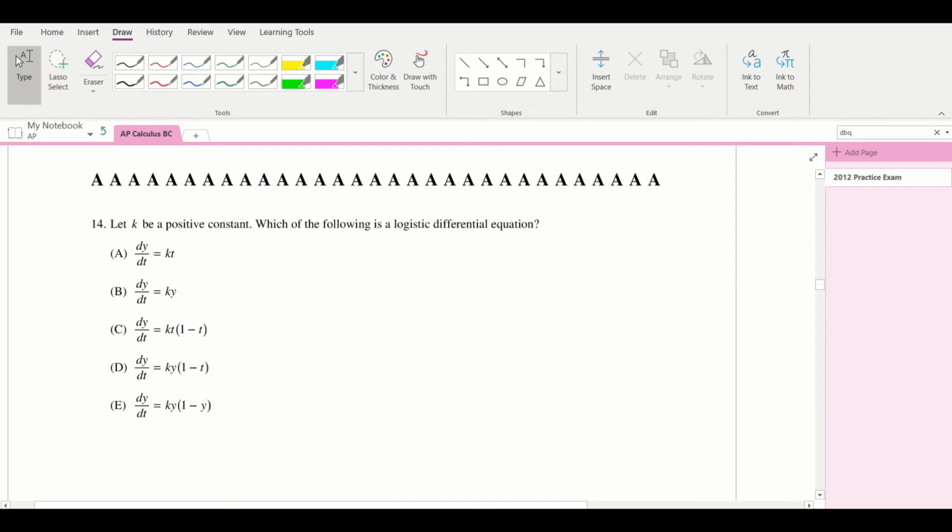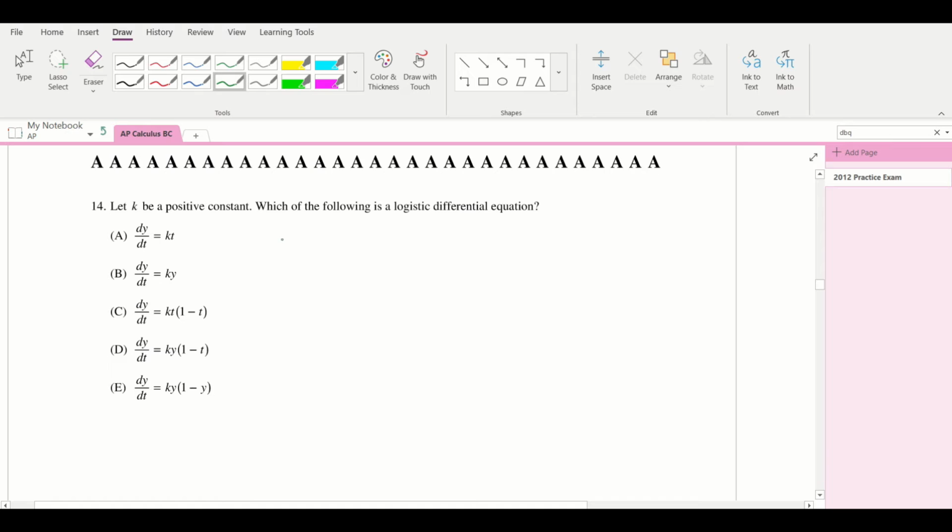All right, so this is more of a problem that requires you to know definitions. So you have to know what a logistic differential equation is. You don't really need to actually do anything here, but I'm pretty sure a logistic differential equation is something of the form dy over dt, in this case, equals some constant k times y times 1 minus y over k.